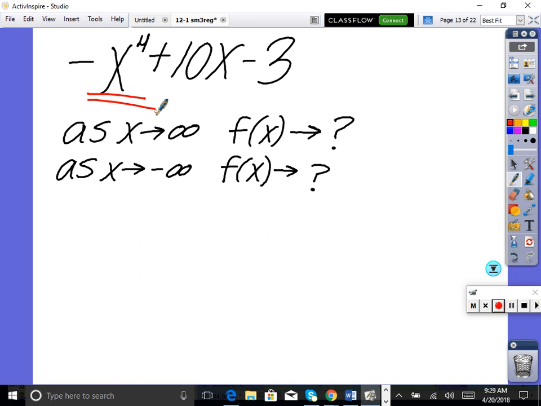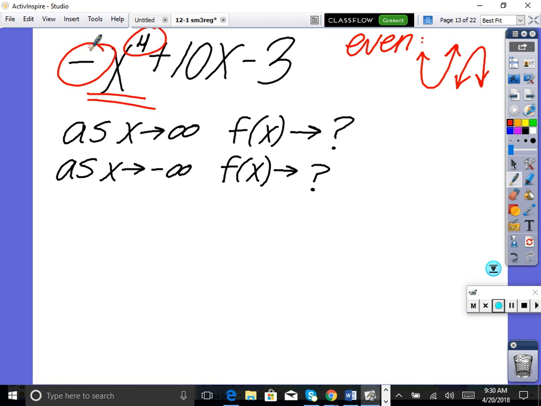We look at the front term. We look at the degree. It is even. What do we know about even degrees? So you're saying it could go up and up or down and down. Evens have the same end behavior, everybody. Then you look at the front. Is it a positive or a negative? It's a negative, so isn't that a frown? Down and down is our end behavior.